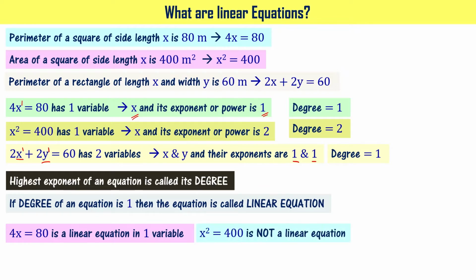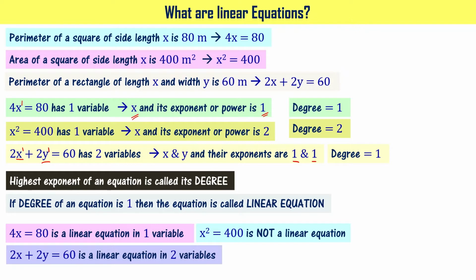X square equal to 400 is not a linear equation, right? Because its degree is not 1. That's why it is not a linear equation. It is called a quadratic equation, but you are not learning that in this course. In 8th class, you are not going to learn about quadratic equations and all. So let's see the third one.